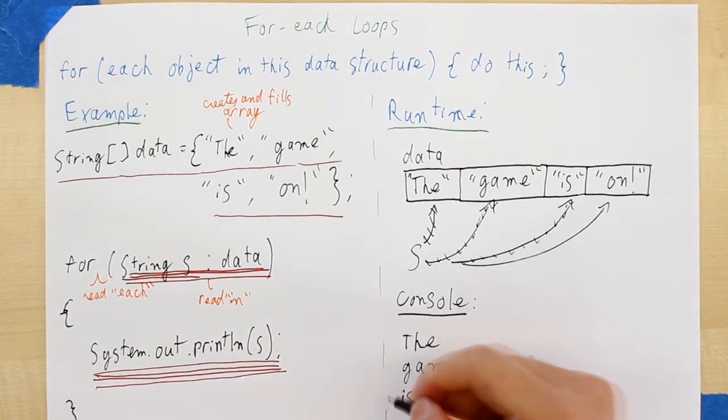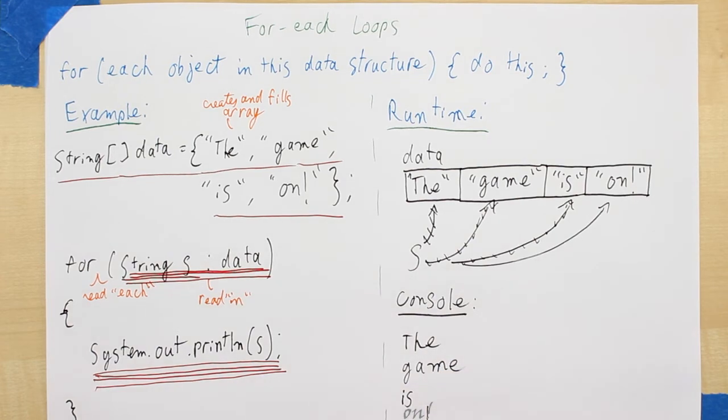Of course, you could also do this with a for loop. You could say, execute the number of times that there are objects in this data structure. But for each loops are a quicker way of doing that. You don't have to use them if you don't like them. Everything that can be done with the for each loop can also be done with the for loop.